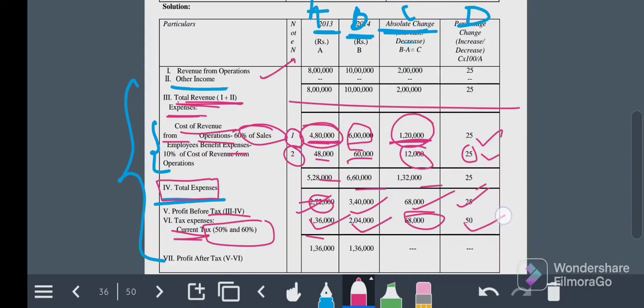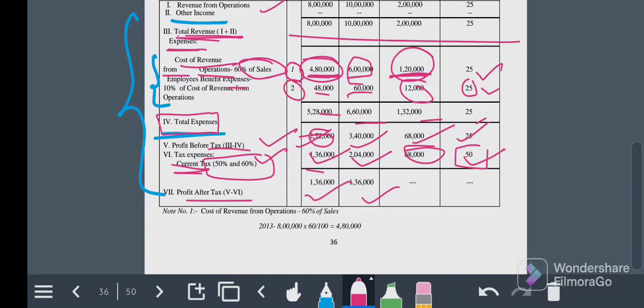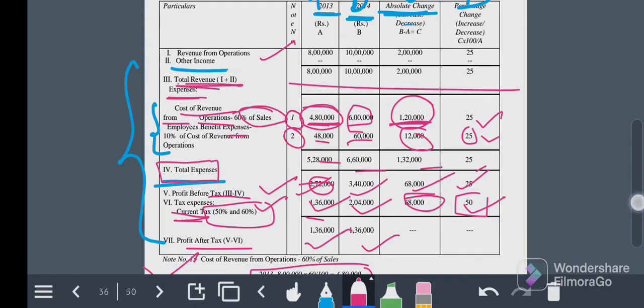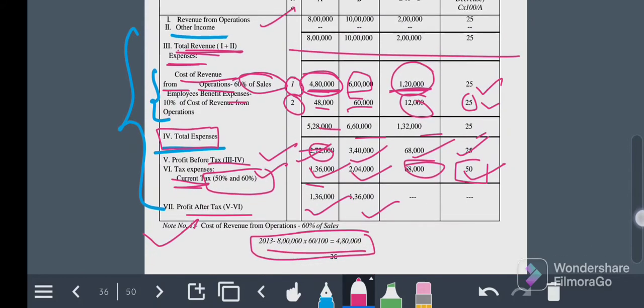Of course it is going to be the same. Then you've calculated the percentage change, which was 50%. Then you've talked about profit after tax, which is fifth minus sixth. Now fifth was profit before tax minus tax expenses. So 2,72,000 minus 1,36,000 gave you 1,36,000 in both the previous year and the current year. You don't need to find out the things, so you just simply did. So this was note number 1, how we calculated our cost of revenue from operations for the previous year. Hope you get this solution as well.